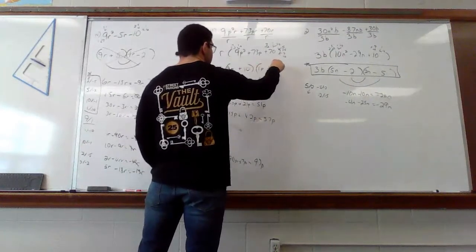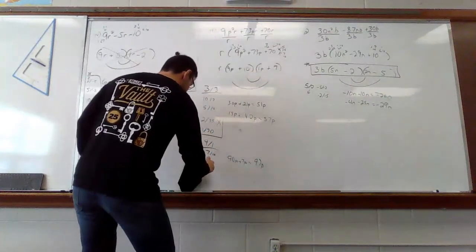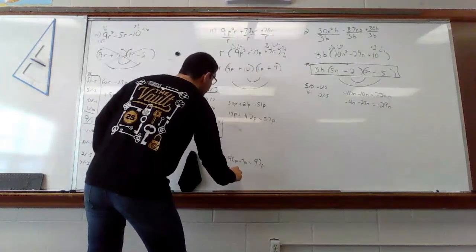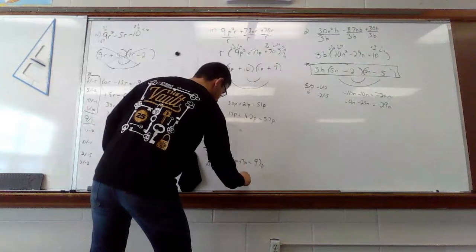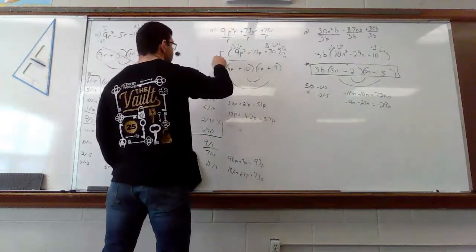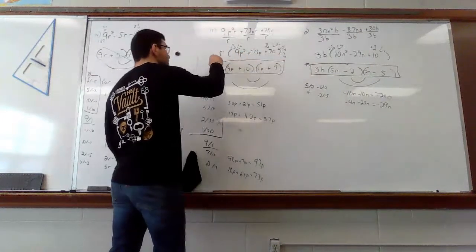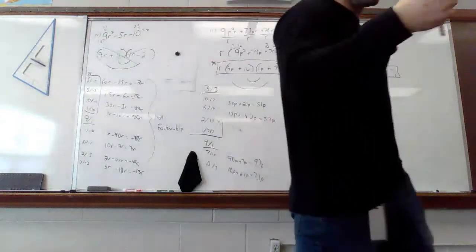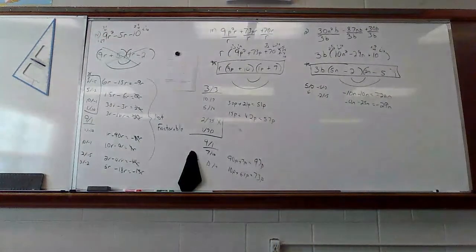Let's go 9 and 7. That gives me 10/7. That gives me 10p plus 63p, which is 73p, which is correct. There are my factors. Do you see how quickly this can become difficult? The more problems that you have, the more numbers that are not prime, the tougher it's going to be.